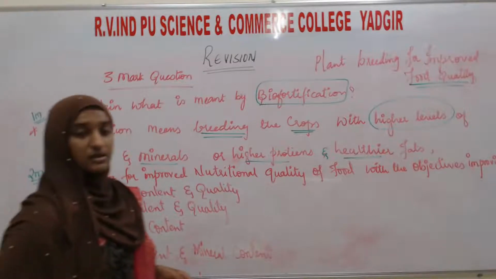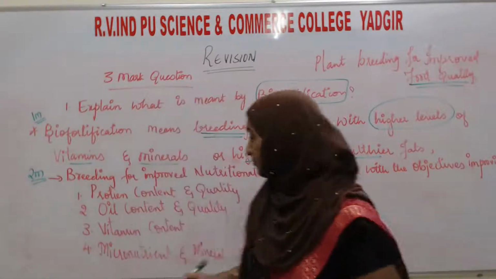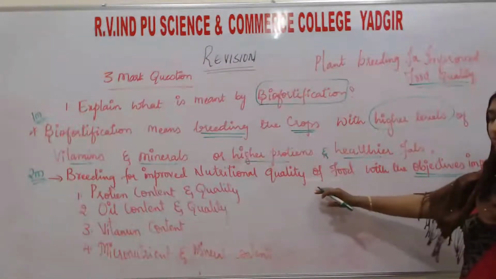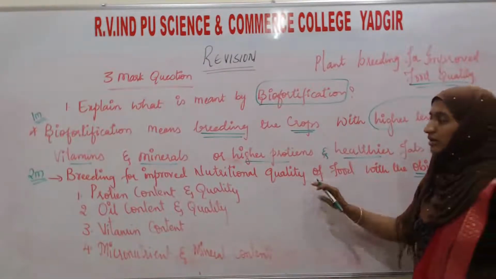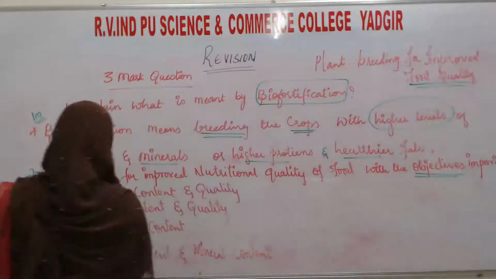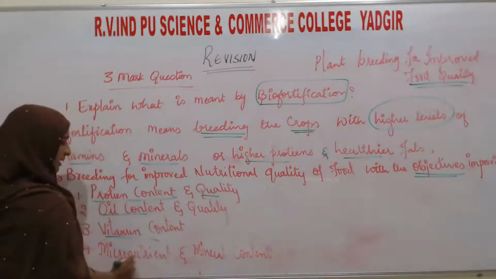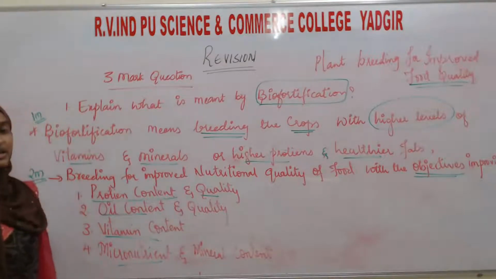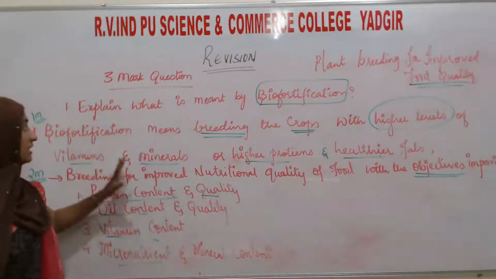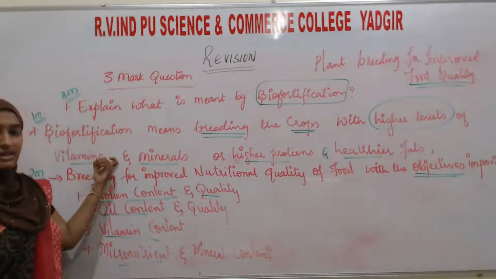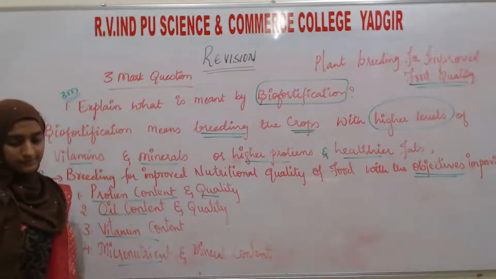Okay. In what sense are they improving? By improving certain objectives. For what? For improving the nutritional quality of food. First one, they have to improve the protein content and quality, oil content, vitamin content and micronutrient and mineral content. So this answer will carry how much? That is 3 marks. 1 mark for meaning and 2 marks for objectives.